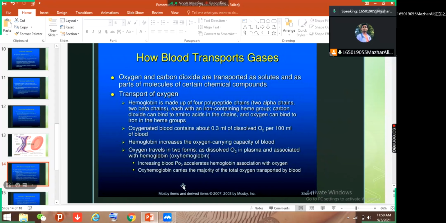So oxyhemoglobin carries the majority of the total oxygen transported by the blood. Hemoglobin takes the maximum of the oxygen to deliver to the tissue. This is the dissolved oxygen; blood contains the dissolved oxygen. This dissolved oxygen produces a partial pressure of oxygen.